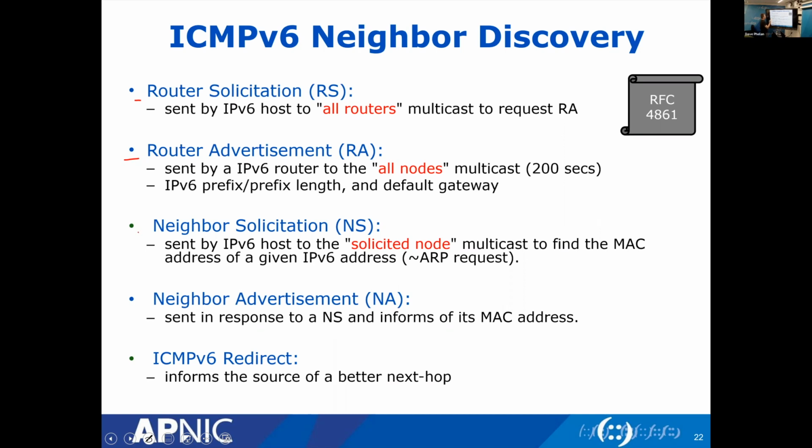We have neighbor solicitation, or NS, and that's sent by a host to the solicited node multicast, so that I can find somebody's MAC address for a given V6 address. So that's my ARP request. I have my neighbor advertisement, which is the response to my neighbor solicitation. And we also have an ICMPv6 redirect. So that will let you know if there's a better next hop.